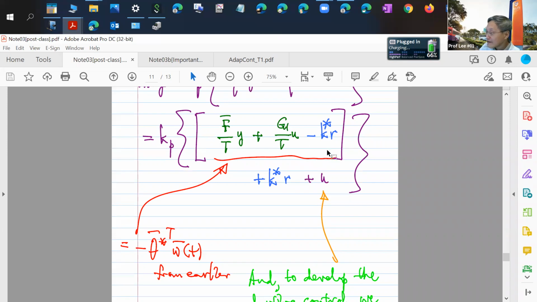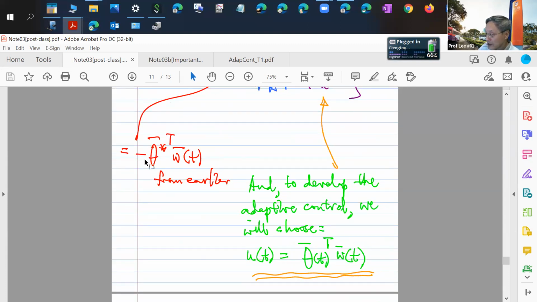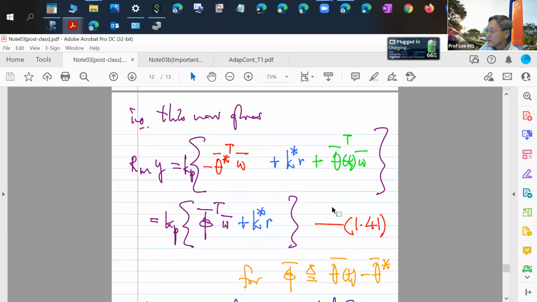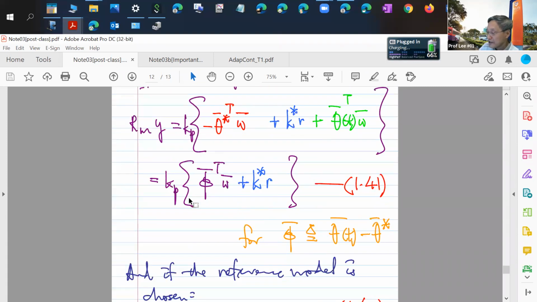Clearly, if you go and check carefully from above, this is exactly theta star bar transpose omega bar, exactly what we said, plus a k star r plus u, but u we have already decided to be like this. So there's a minus theta bar star and a theta t. After we rearrange exactly like this, you now get phi bar, a function of time, which is the parameter error. Phi bar will be just theta bar minus theta star.